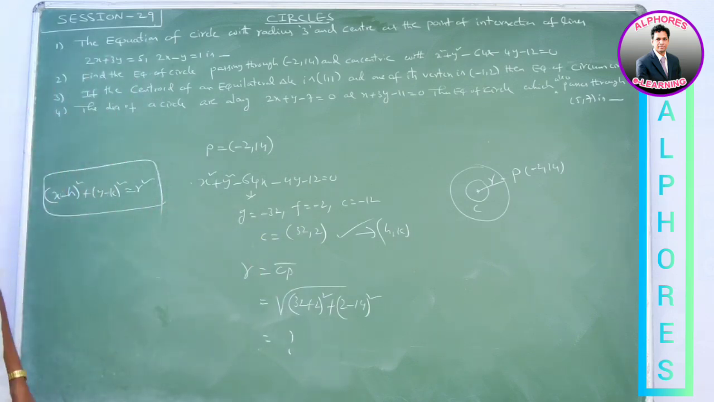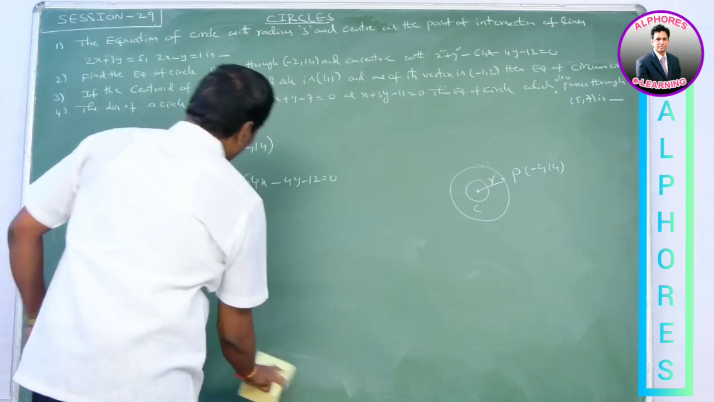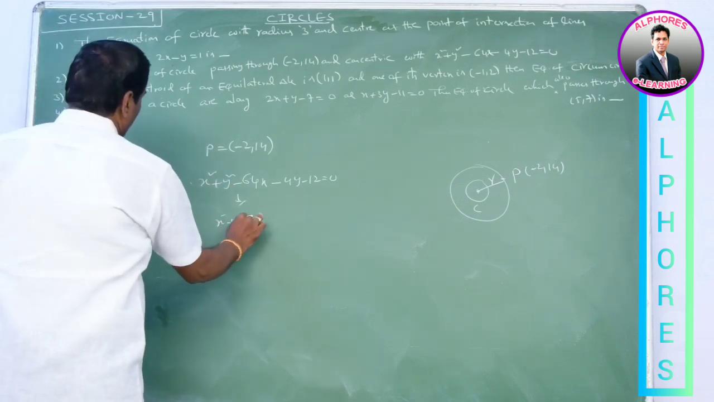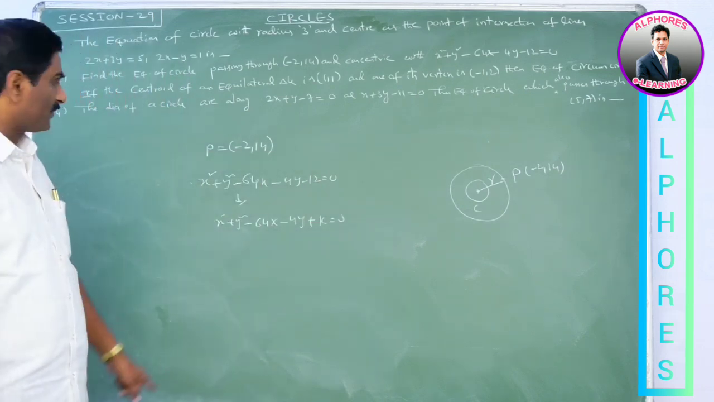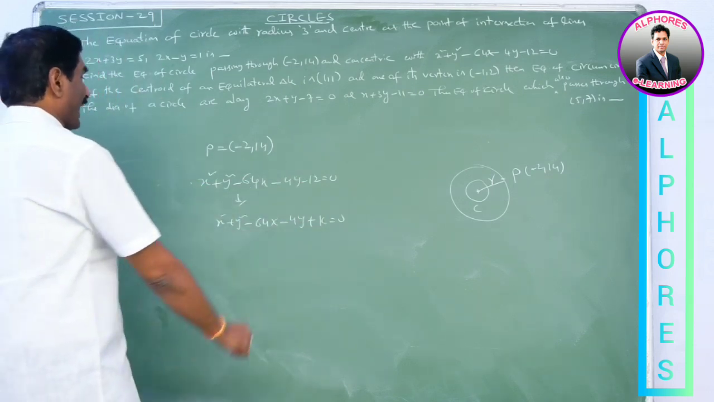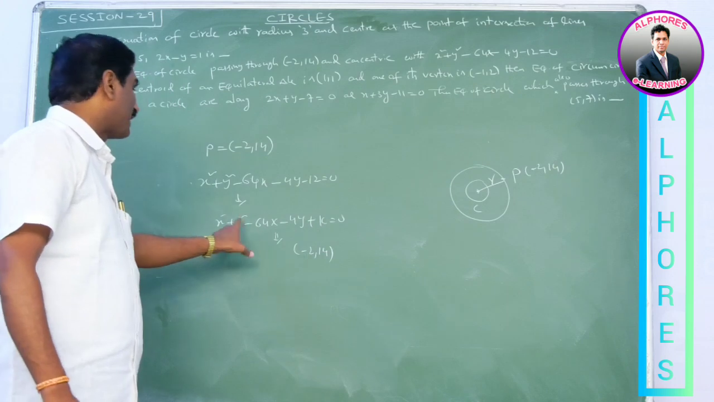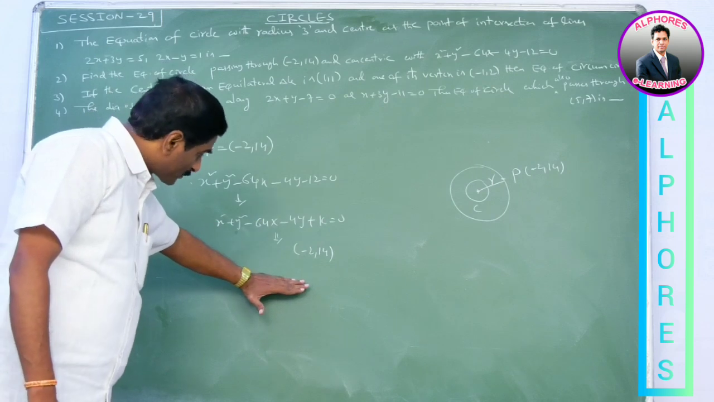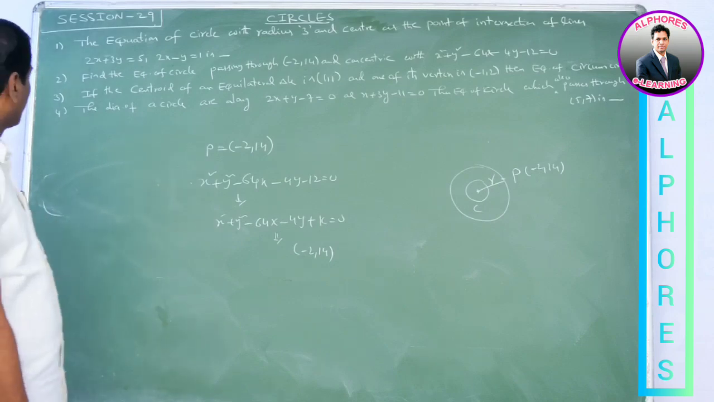Our second method: the equation of the circle concentric with this circle is x² + y² - 64x - 4y + k = 0. For a concentric circle, the center is the same, the g and f values are the same, but the constant changes. So plus k = 0. For getting k, this circle must pass through the point (-2, 14). Substitute the value of (-2, 14) in this equation, and we get k. Substitute the value of k in this equation, and that is the equation of the required circle. Next, third one.